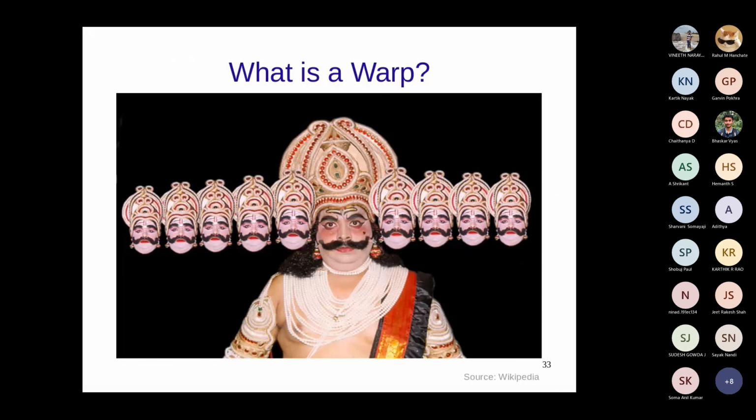So one question that can come up is, what is this warp? The best way to understand this warp is thinking about Ravana from our Ramayana, where all of these heads can perform the same processing simultaneously, but on different data items. For example, if you allow them to watch 10 different movies, they can do that in parallel, or they can read 10 books in parallel.